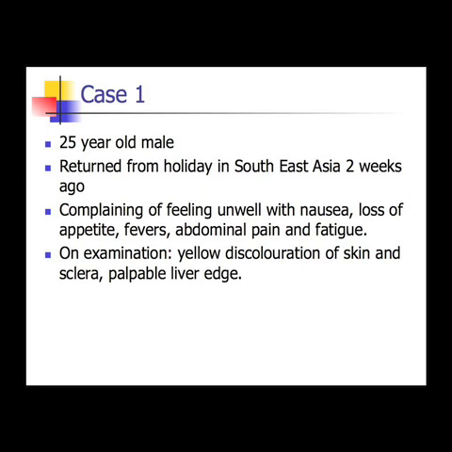So this is a 25-year-old male who's recently returned from holiday in Southeast Asia 2 weeks ago. He's complaining of feeling unwell. He's got constitutional symptoms, nausea, loss of appetite, fevers, together with some abdominal pain. On examination, you notice yellow discoloration of the skin and sclera, so jaundice, and you feel a palpable liver edge. So should we just stop here and talk about what might be going on?